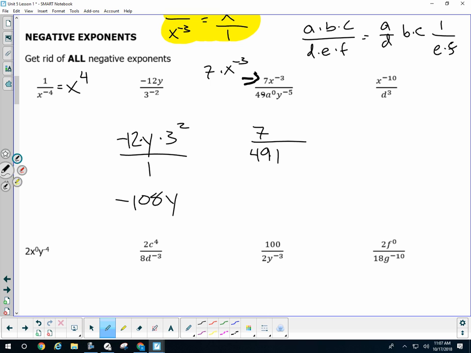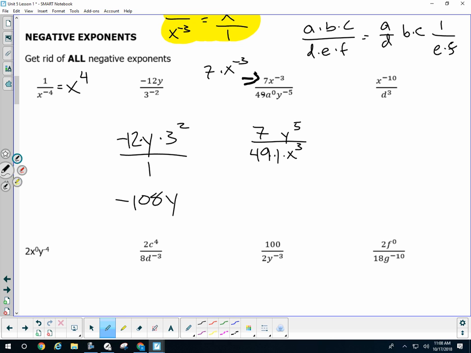The x to the negative third can be moved to be x to the positive third in the denominator. The y to the negative fifth can be moved to be y to the positive fifth in the numerator. Okay? And this would be how you would simplify this to get rid of the negative exponents. But there's more that I can do.